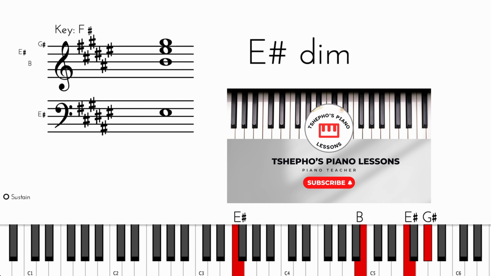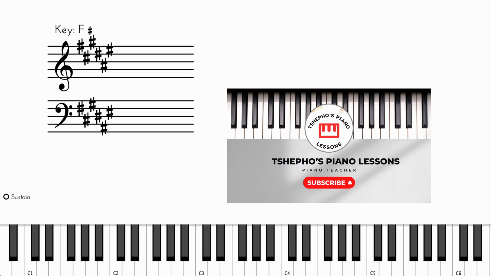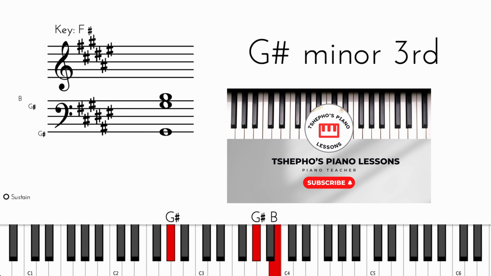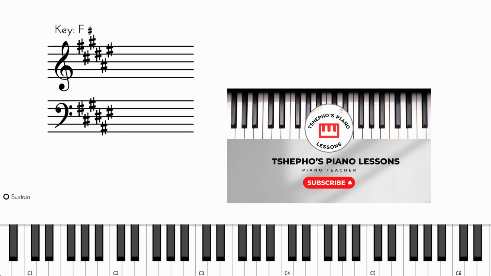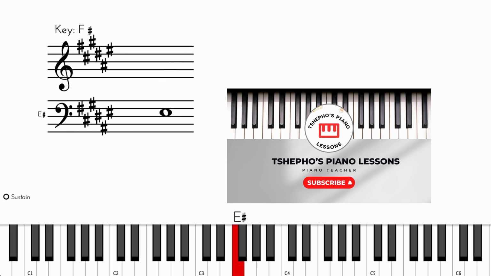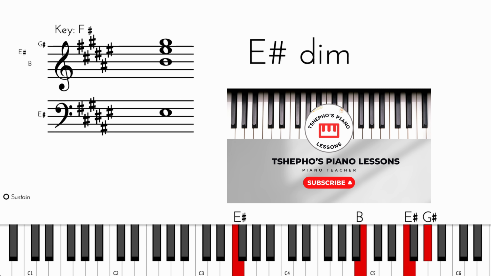Let's do all the inversions again, all of them. So 1, 2, 3, 4, 5, 6, 7. All right, I hope this helps.